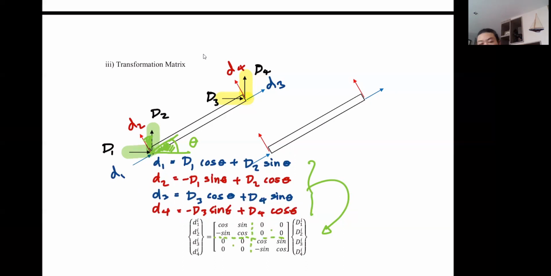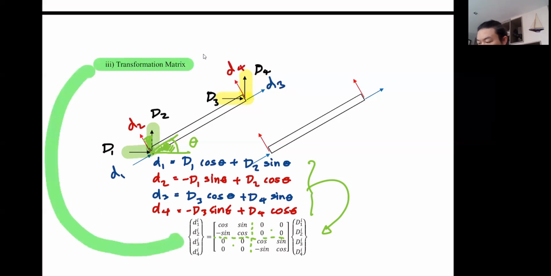This is the matrix that relates the local coordinate system to the global coordinate system. So it is called the transformation matrix. That is the transformation matrix. Okay, it transforms the local value into the global and vice versa. And the same can be said if it is the force. So I can do the same for the force. Okay.